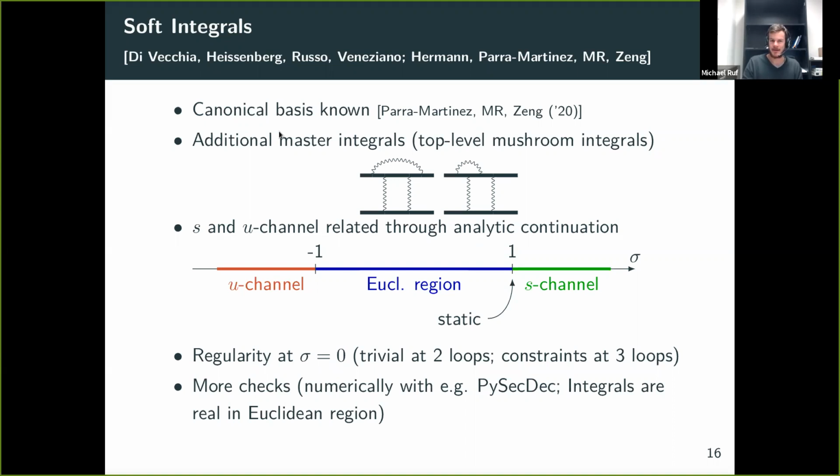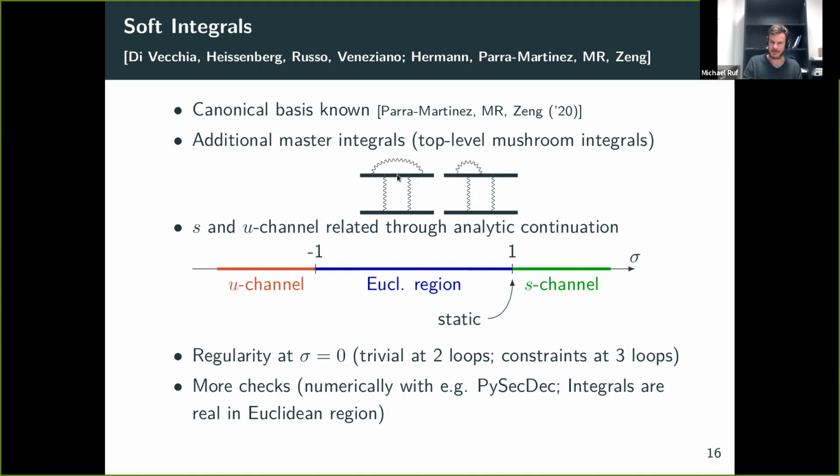And so we know the canonical basis for these integrals. We have actually given this already in our paper. And as I said before, there are now new integrals that we have to compute. So there are mushroom type integrals. So there are new top level integrals.